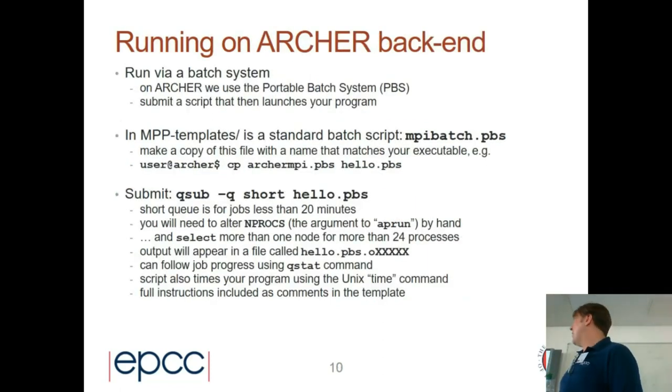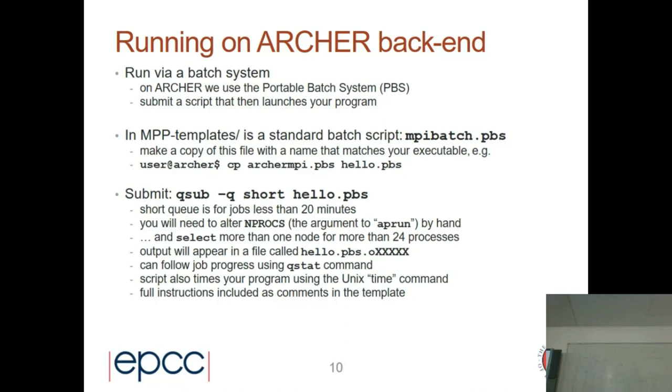To run on the Archer back end, you run via a batch system and it's called PBS. So you have to write the batch file which tells you how to run the job in your queue. However, I've done a shorthand. I've given you a default batch file which I think is called archermpi.pbs. This is in the MPP templates file, and you just need to make a copy of it. I think you may have done this on days one and two. I don't want to bother teaching you about how the batch system works and how PBS works. We just want to use it as a way of launching jobs.